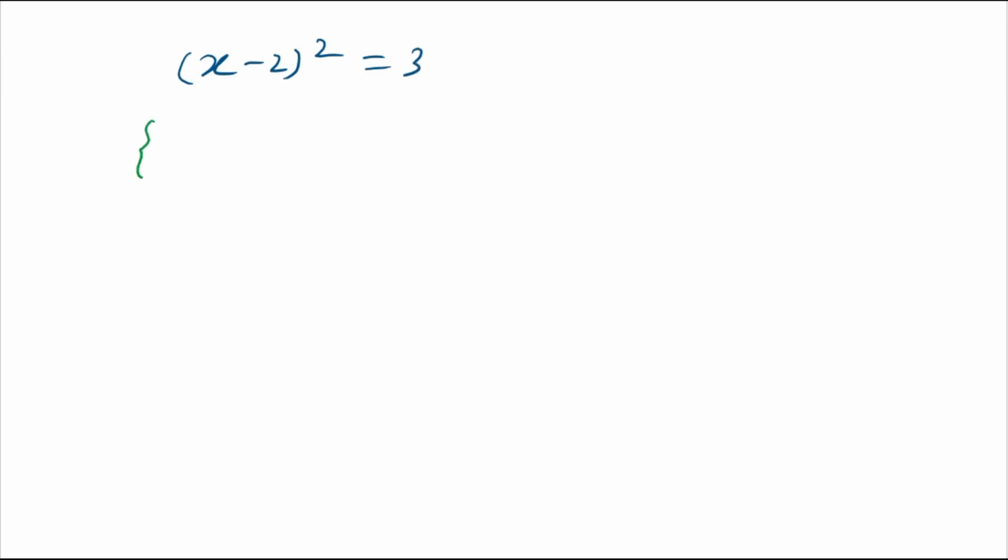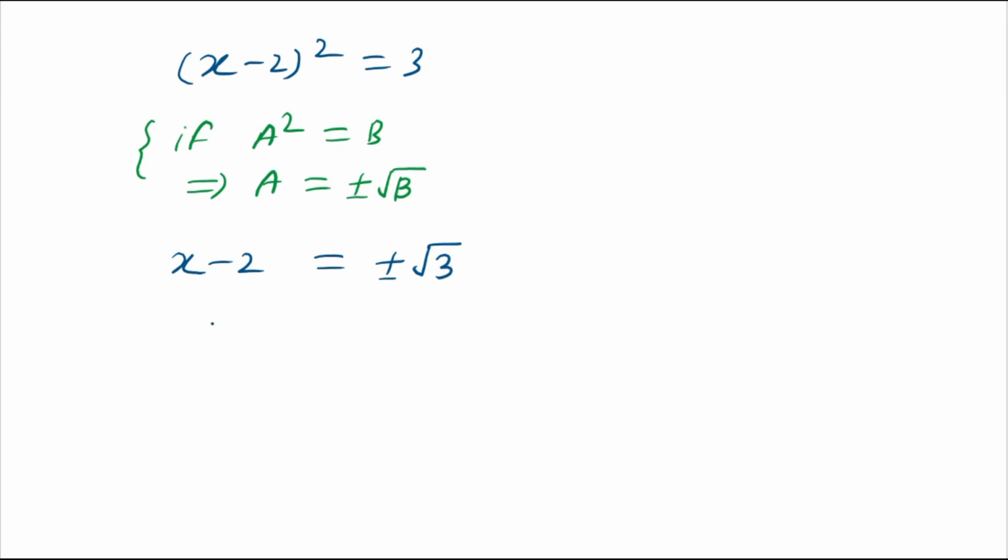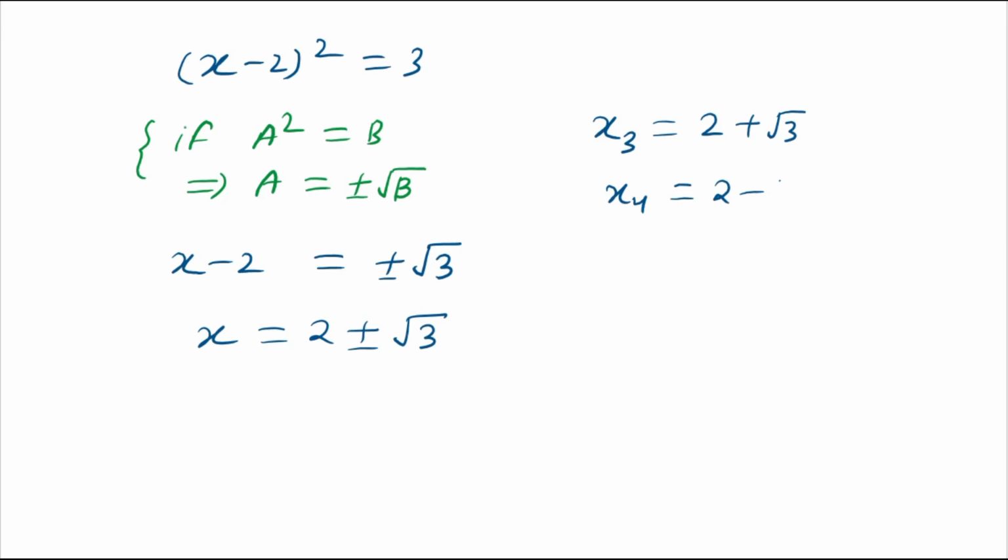If we apply this rule, if a square is equal to b, this implies a is equal to plus minus square root of b. Then x minus 2 is equal to plus minus square root of 3. If we add 2 to both sides, then x is equal to 2 plus minus square root of 3. Now third solution, x is equal to 2 plus square root of 3, and fourth solution, x is equal to 2 minus square root of 3. This is our final answer.